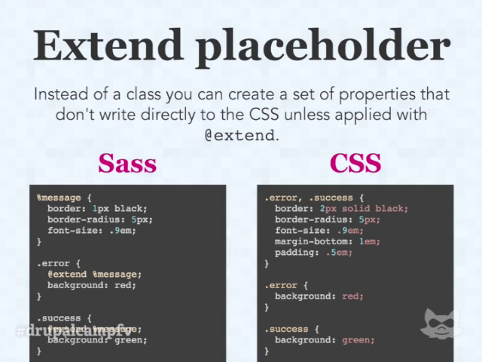And say I have error, success, and warning classes for my notifications, which is pretty typical in a Drupal install. I can extend the baseline of that to include the border radius and font size, and then apply just the specific background colors for each of the specific states.